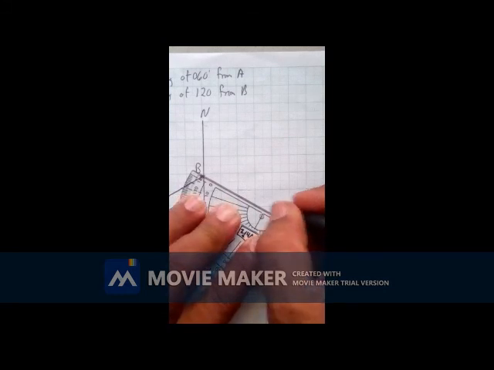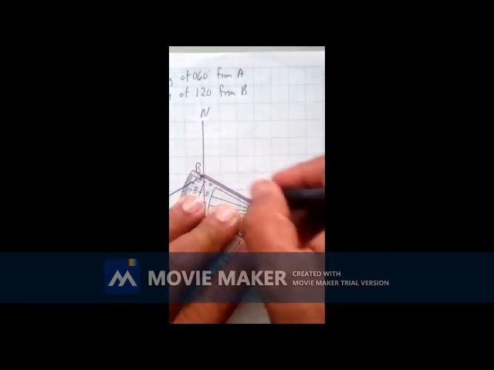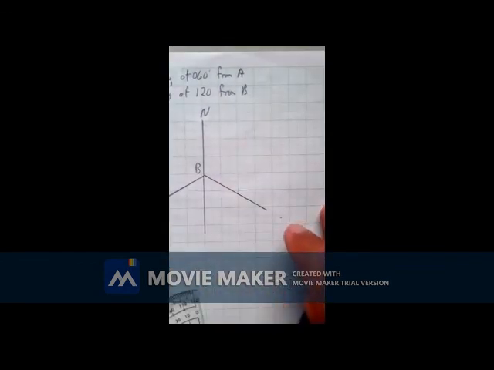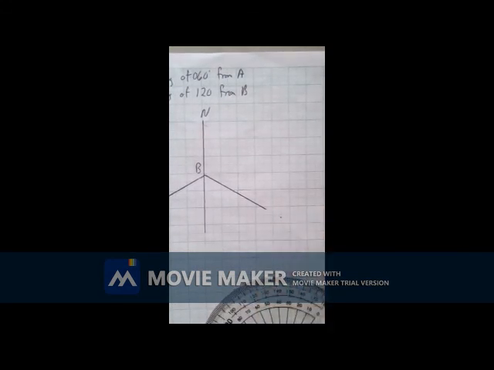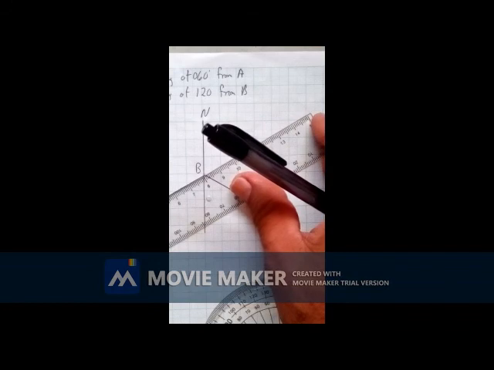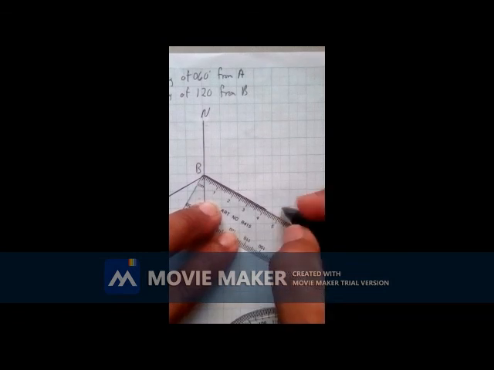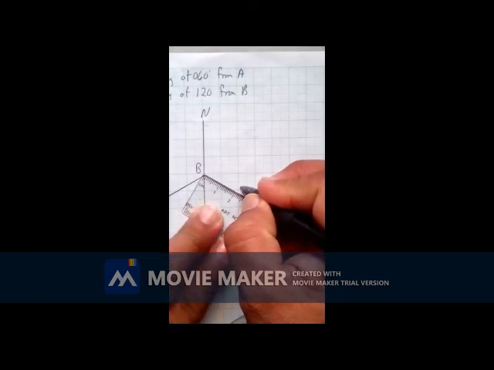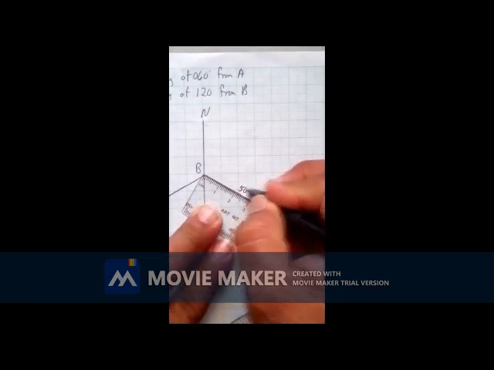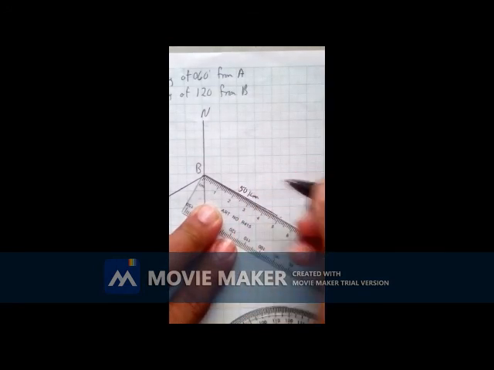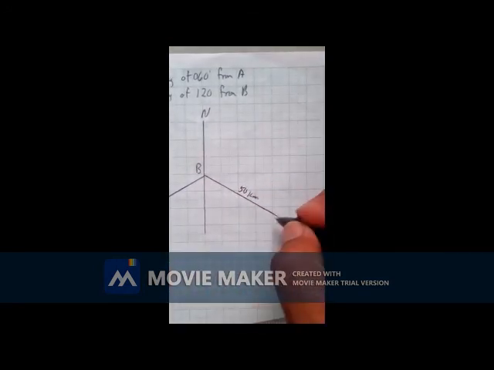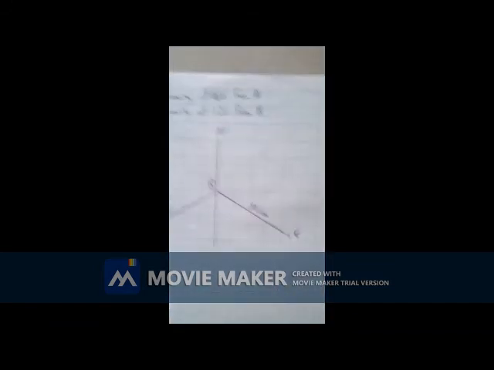Now point C, let's give it a length from point B. Let's see what length this would be. We're going to use the ruler on a rough scale. We're going to say that this is 80 kilometers, and point C is on a length of, say, 50 kilometers. Okay, so this is point C.